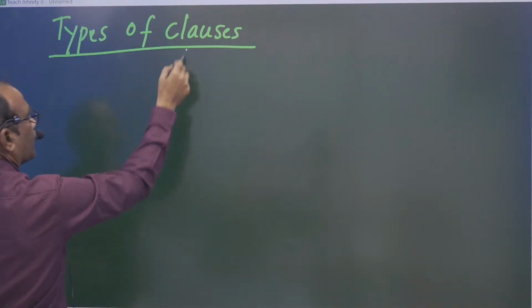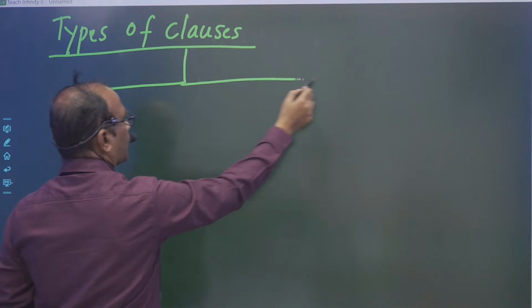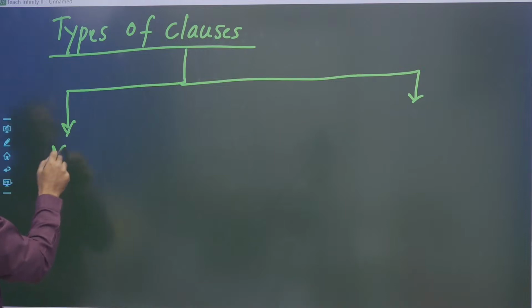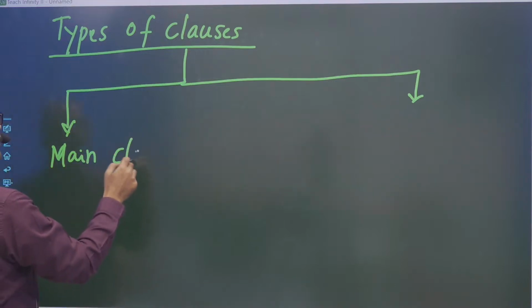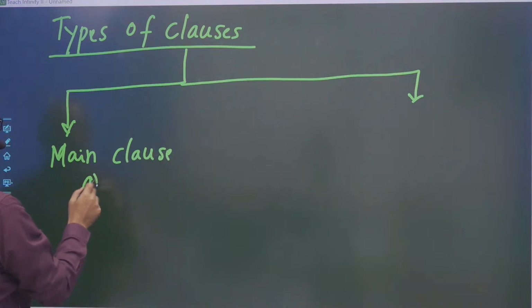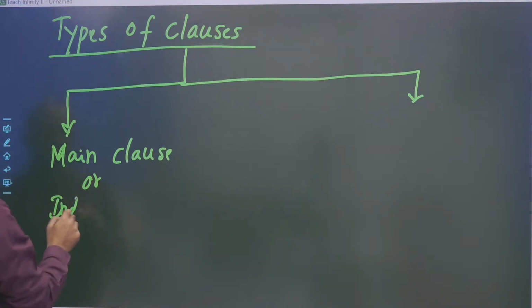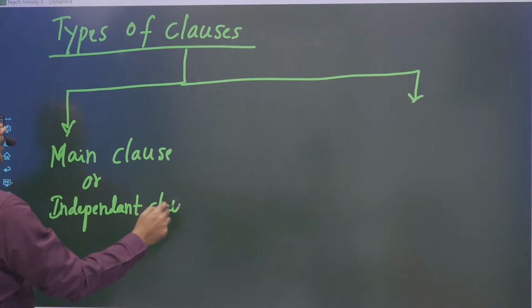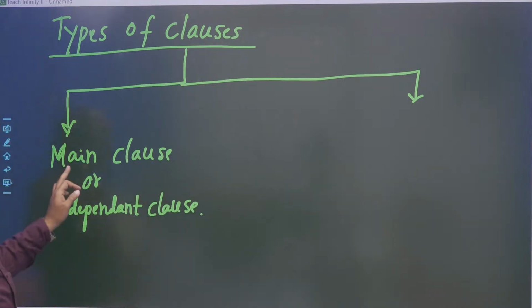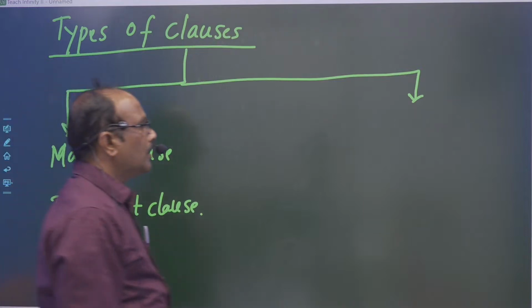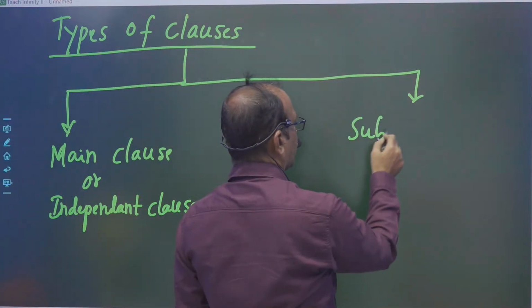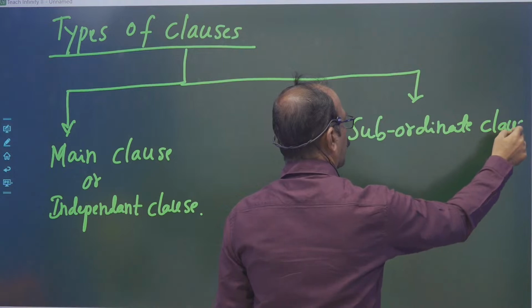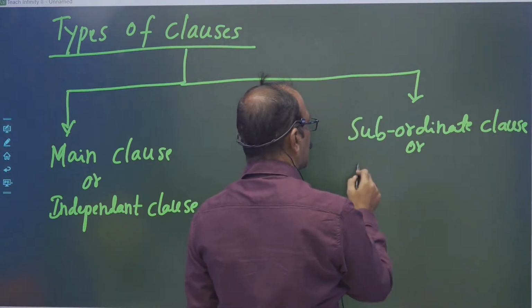Types of clauses. We have two kinds of clauses mainly. One is main clause or an independent clause. ಇದನ್ನ ನಾವು independent clause ಅಂತಾನೂ ಕೂಡ ಕರಿತೀವಿ. You can call it a main clause or an independent clause. The other clause is subordinate clause. And you can call it a dependent clause.